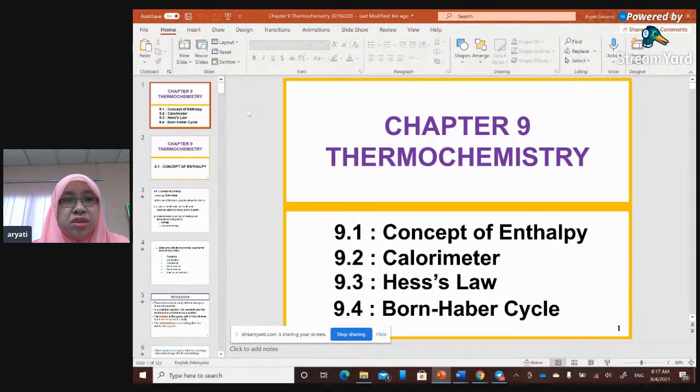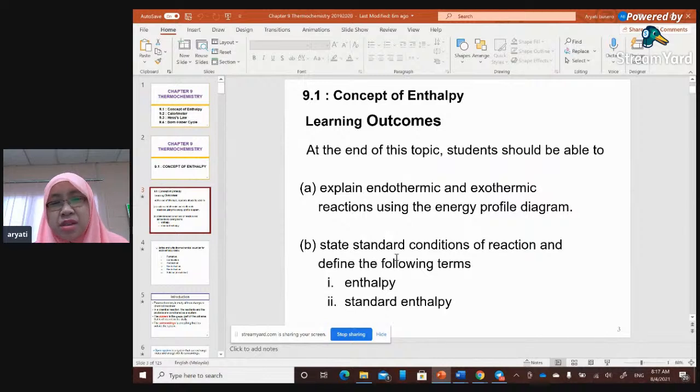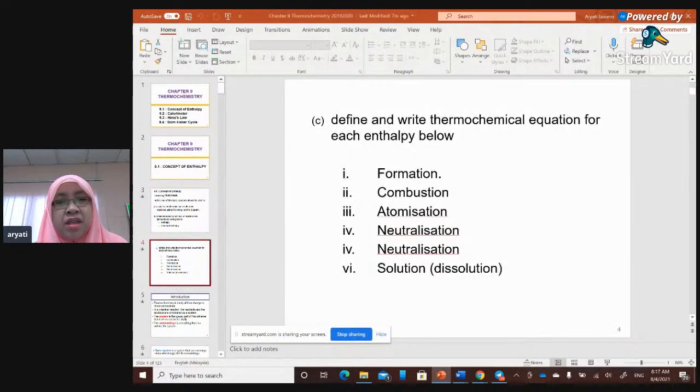Okay, so today we will continue with the new chapter, which is chapter 6, Thermochemistry. So this is chapter 9.1, concept of enthalpy. At the end of this chapter, you will be able to explain what is endothermic and exothermic reaction by using energy profile diagram, state the condition of a reaction, and define the following terms: enthalpy, standard enthalpy. Define and write the thermochemical equation for each enthalpy: formation, combustion, atomization, neutralization, and dissolution.